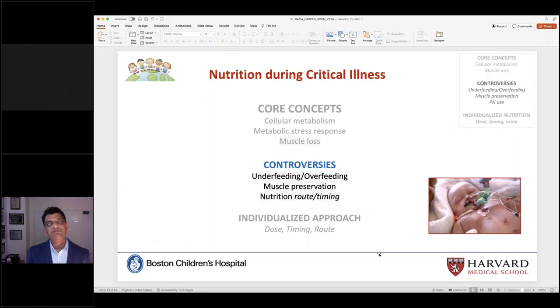So this is just a brief foray into some of the critical concepts of muscle and, before that, the cellular metabolism, and why it is that we do what we do in nutrition in critical illness. So let's dive right in using some of these concepts and address some of the controversies. We'll talk about underfeeding, overfeeding. We'll talk about strategies for muscle preservation and some nuances of nutrition delivery, both the route and the timing.